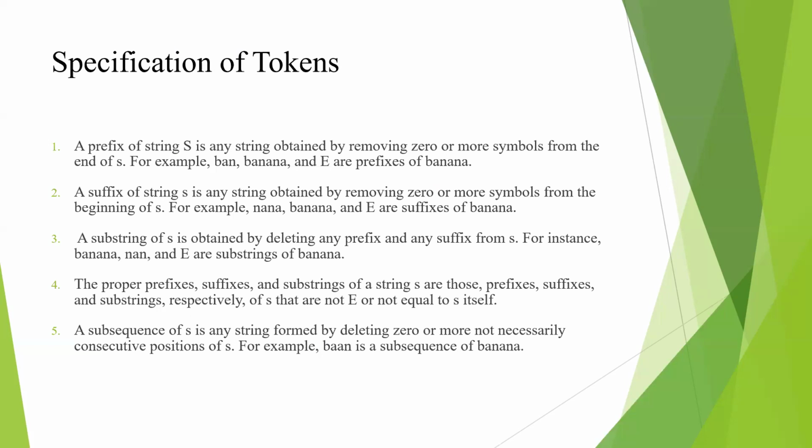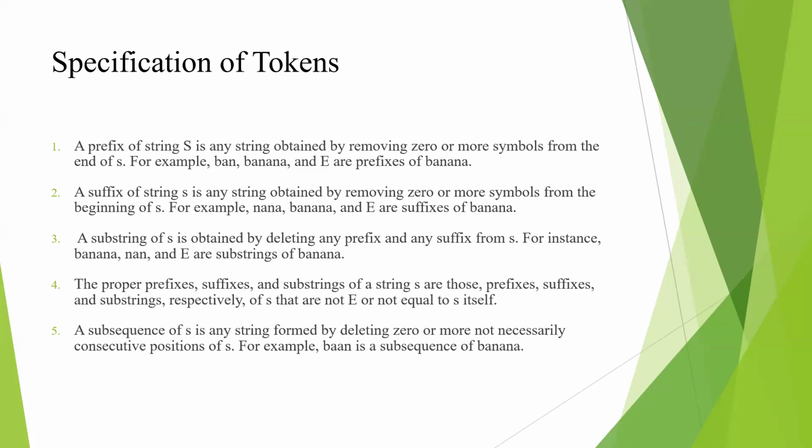A suffix of a string s is any string that can be obtained by removing zero or more symbols from the beginning of that string. So again, if we consider banana as the string, then the suffixes of that string are nana, banana.